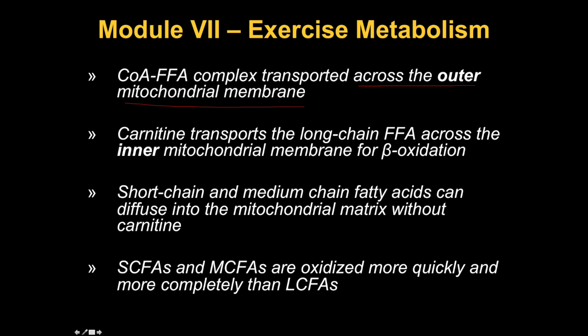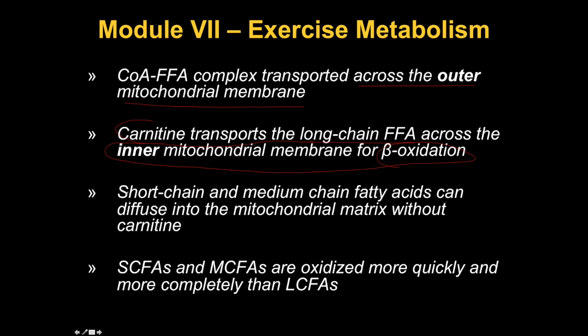So this coenzyme complex of free fatty acids is going to transport across the outer mitochondrial membrane, and then that's going to interact with carnitine, which is going to bring in the long-chain fatty acids. So you actually just leave behind the CoA, and that's going to take it into the inner mitochondrial membrane, so then you can perform beta oxidation.